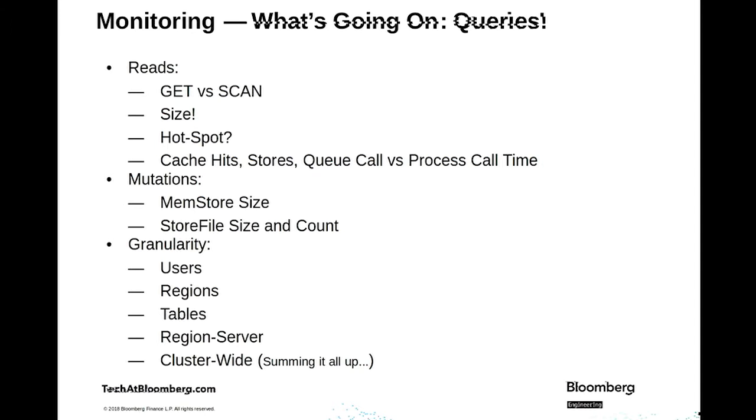Similarly for mutations. So, that's great. We got reads, except I need to get my data into HBase. How do I do that? Well, the mem store is a very key part. I think a number of presentations today have mentioned the mem store. It's on your write path as you actually write data into HBase. Well, you can look at per region how much your mem store is affected.